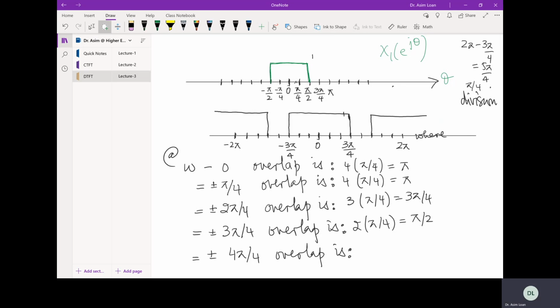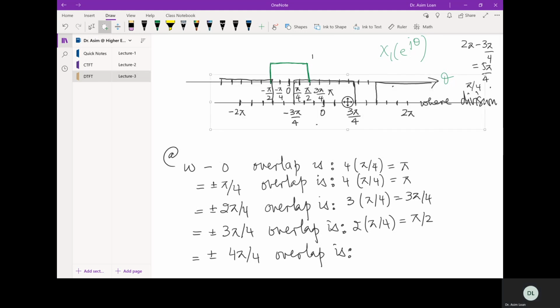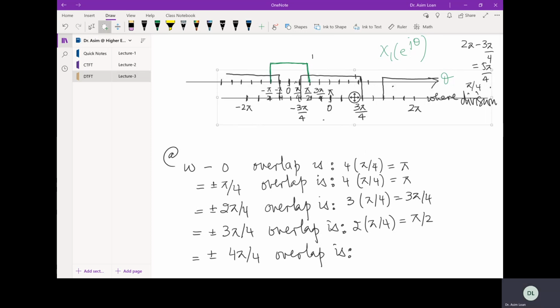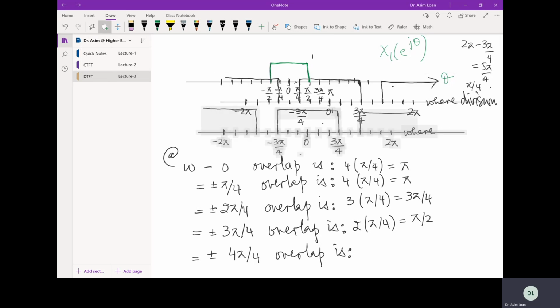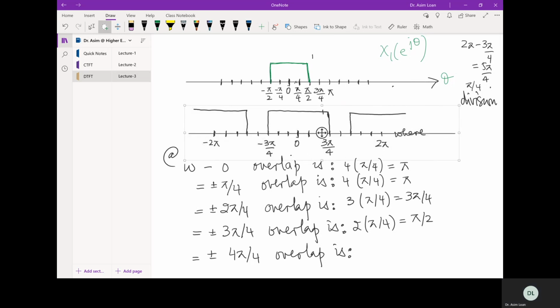So now my 0 is at pi. There is this one that is overlapping, and there is this part that is overlapping. So there are 2 parts again that are overlapping. Let me bring it down here. So there are 2 parts of pi by 4 that are overlapping. So this is pi by 2.